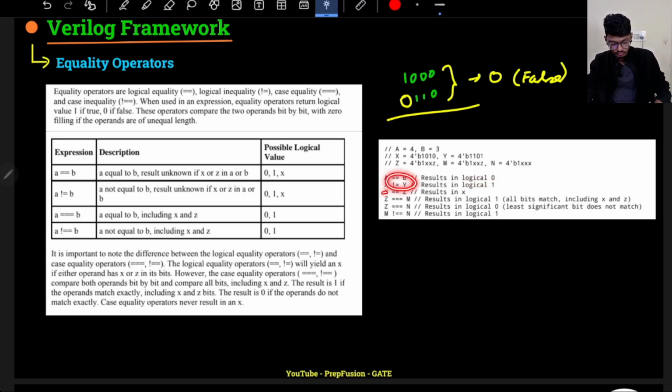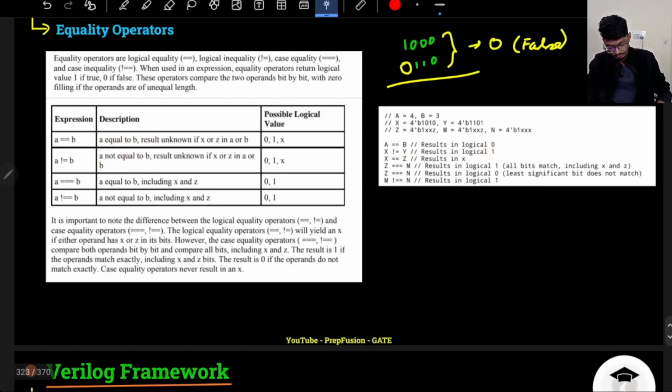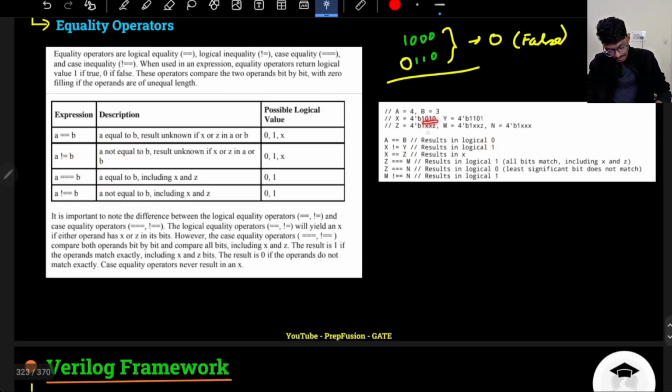Now x not equals to y. So x not equals to y results unknown if x or z is in a or b. So basically it checks if a is not equals to b. If a is not equals to b, it will result in logical 1. Which is true here, x and y are not equal because this third bit has changed. So they are not equal to each other. Hence they will be logical 1. Okay. What about x equal z? Now if z has x, then the result will be unknown for logical equality.